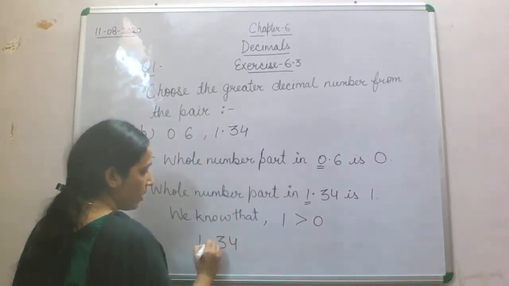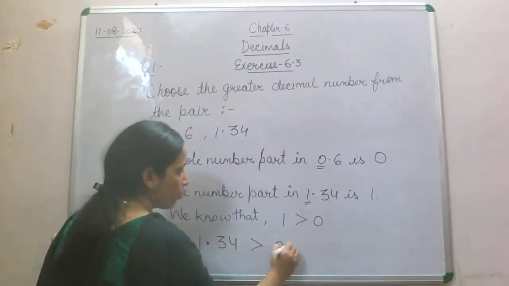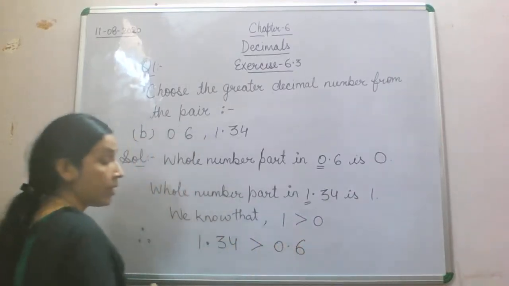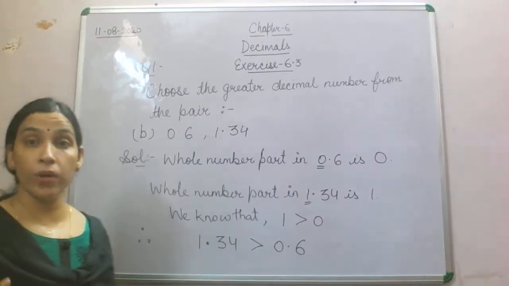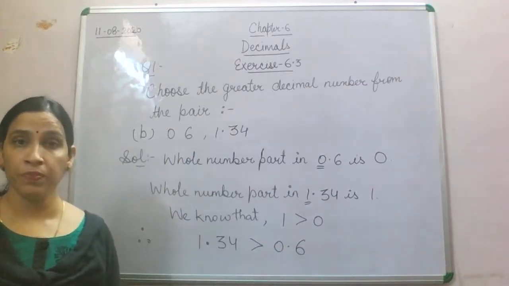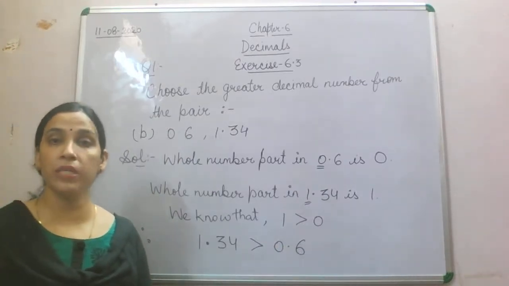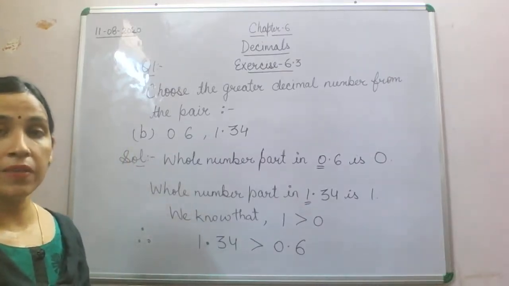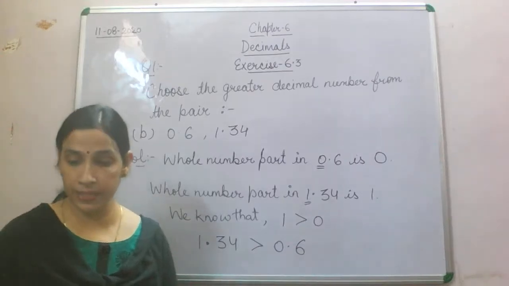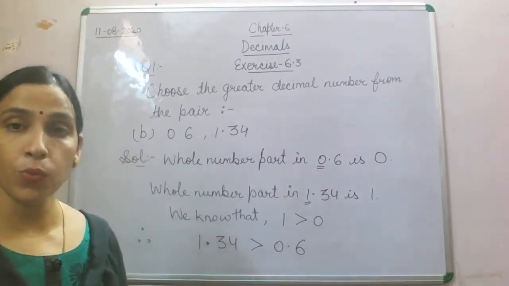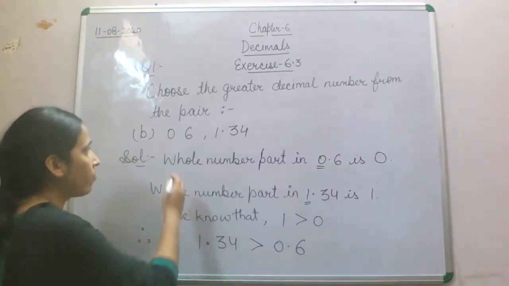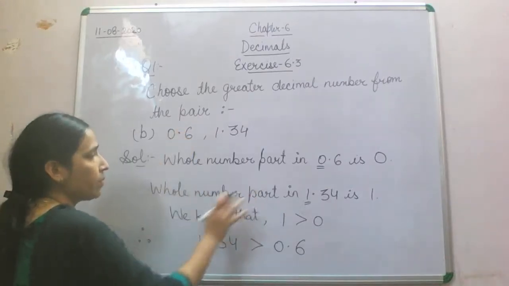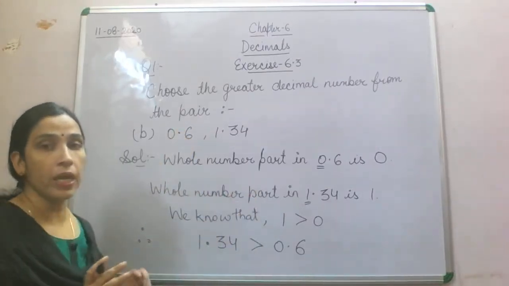1.34 is greater than 0.6. Now these two questions, A and B, are quite similar. In both questions you have been given numbers with a whole number part, and you have to compare the whole number part. By comparing the whole number part, you will get the greater number. You just write down that answer.